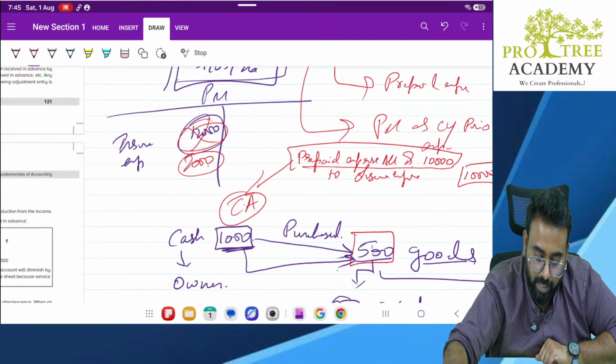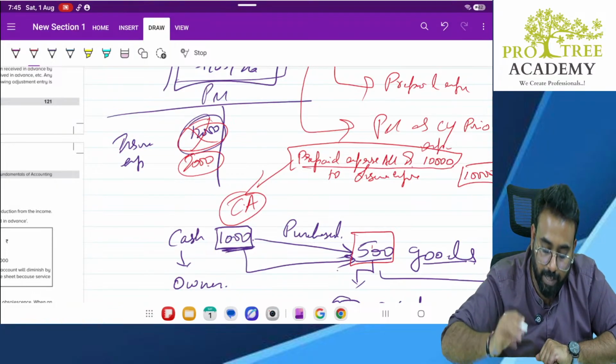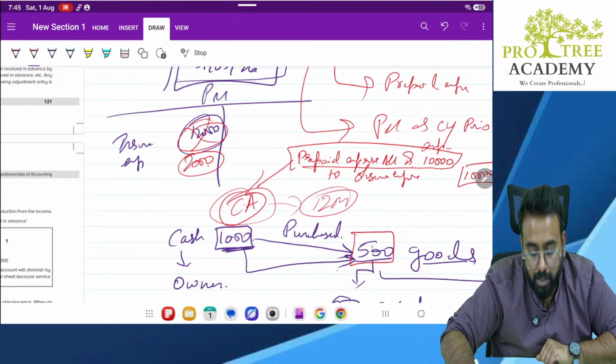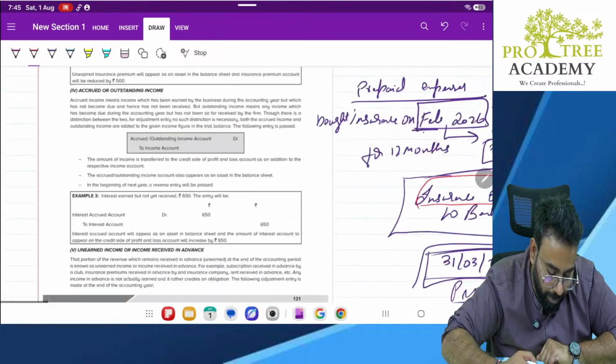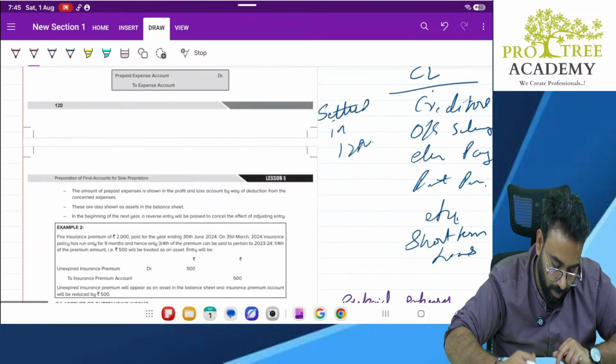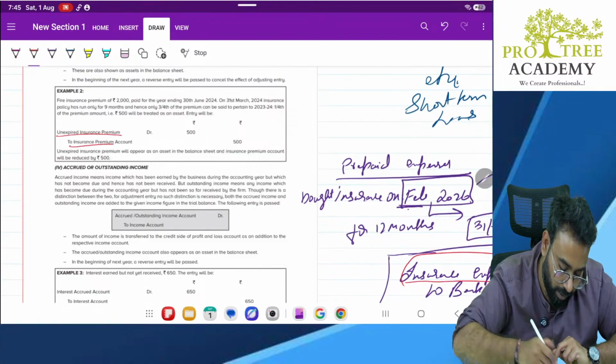Clear? Everybody is understanding? Yes. So prepaid expense is a current asset because you can utilize it within the next 12 months. So prepaid expense account debit to insurance expenses. Is everybody following me?